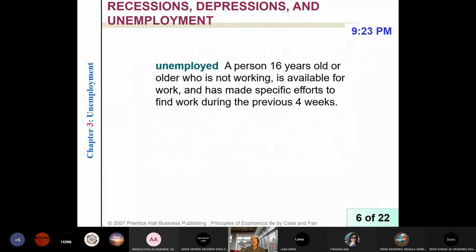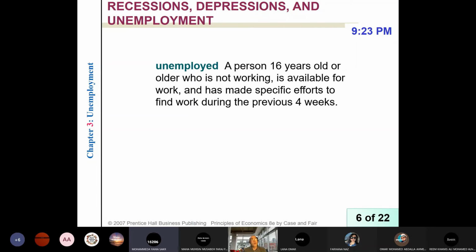But we classify Muhammad Yahya, who will read this for me, as unemployed. Why do we consider Muhammad Yahya as unemployed? Let's see the definition. Who is unemployed? Unemployed: a person 16 years old or older who is not working, is available for work, and has made specific efforts to find work during the previous 4 weeks.